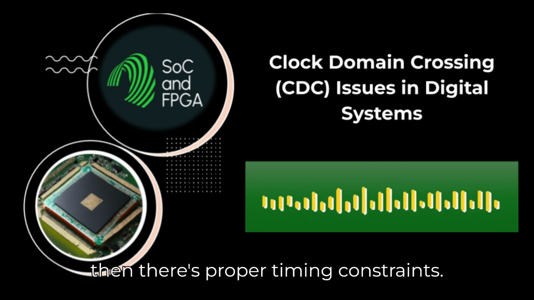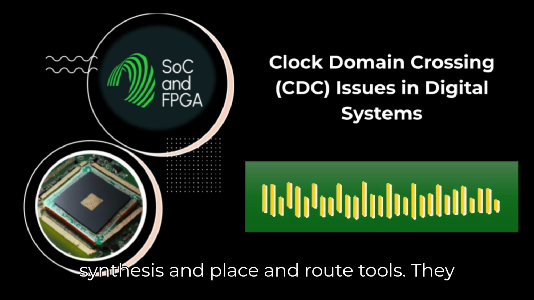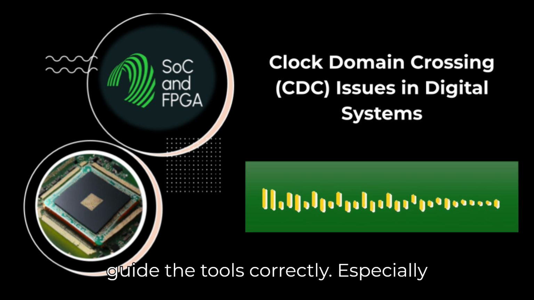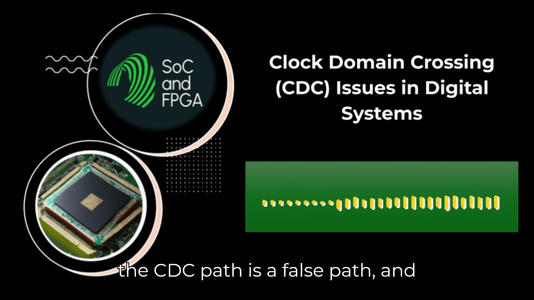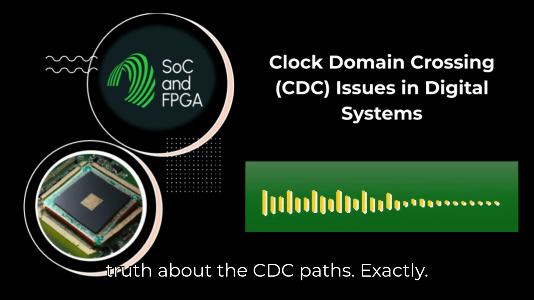Yeah. And then there's proper timing constraints. These are instructions you give to the synthesis and place and route tools. They need to be accurate and comprehensive to guide the tools correctly, especially making sure they don't incorrectly assume a CDC path is a false path and optimize it away. Tell the tools the truth about the CDC paths. Exactly.